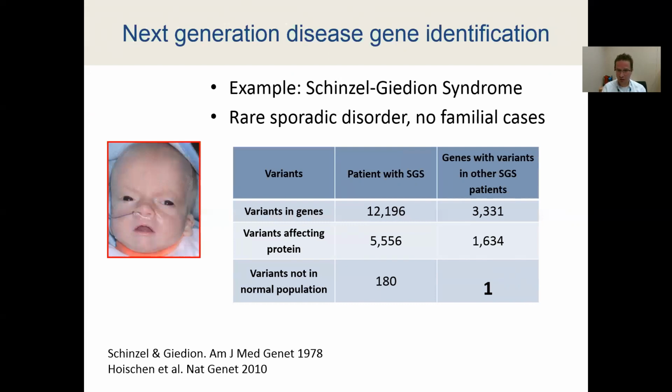Now, of course, you have to further follow this up. One of the important things is that the parents of these children do not carry the mutation, so the mutation occurs de novo in the germline of these patients, and that, of course, is an additional proof that this is the cause of the disease.